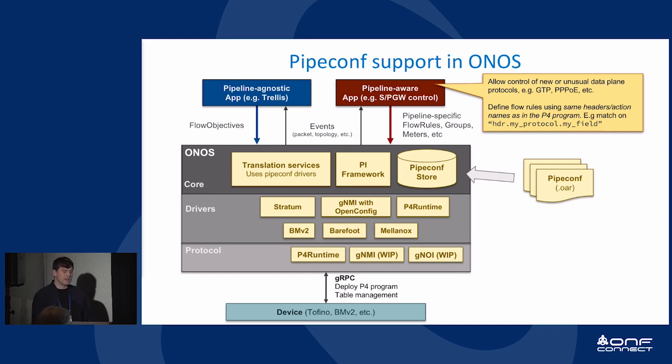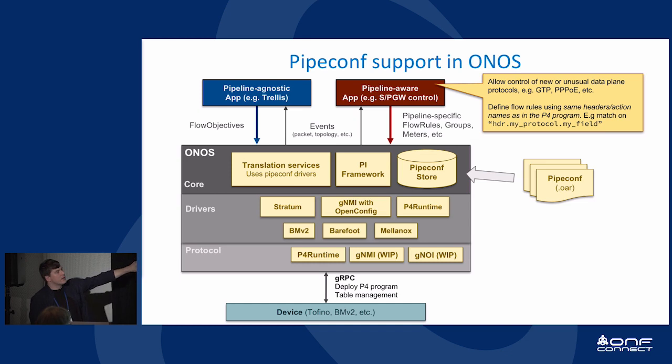Trellis was designed initially to work with Broadcom-based silicon and OF-DPA, but luckily the people that were working on Trellis decided to use a pipeline level abstraction to do that, and this is the flow objective API. On the other side, we have pipeline-aware applications, and these instead are applications that program specific tables and specific capabilities of the pipeline. And this application can only work with devices that expose that specific pipeline.